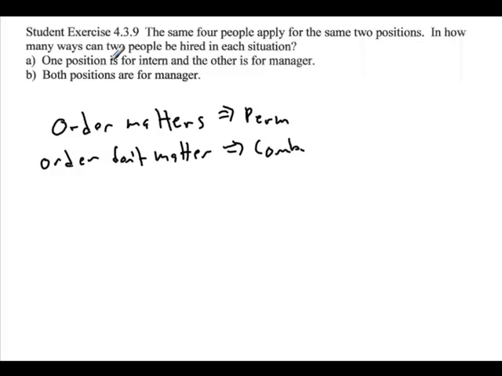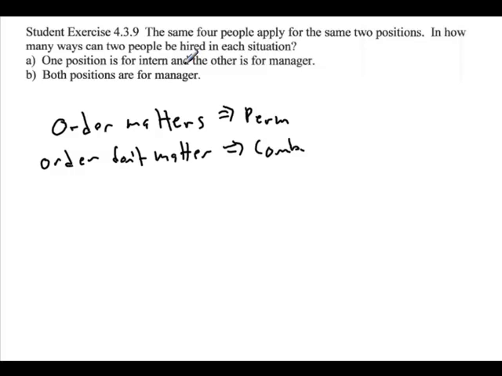Does the order matter how you would be hired if you were one of the 2 people? If one is for intern and the other is for manager? Would you not care which position you had, intern or manager? Are those grouped as the same thing? If so, we should use combination. And if not, then we should use permutation.